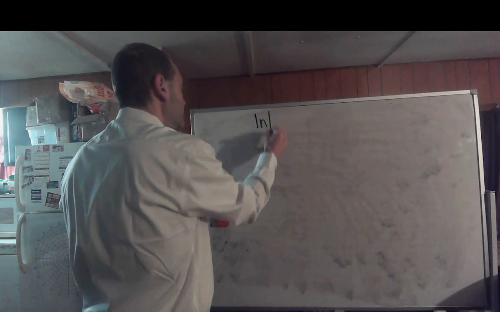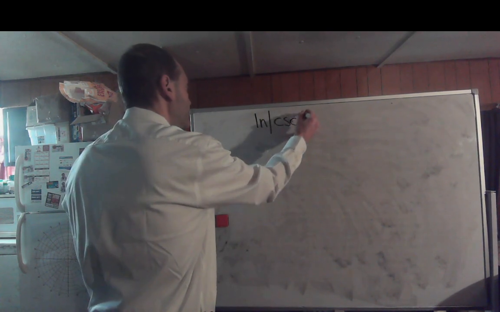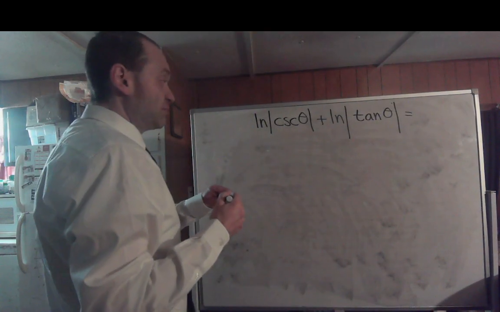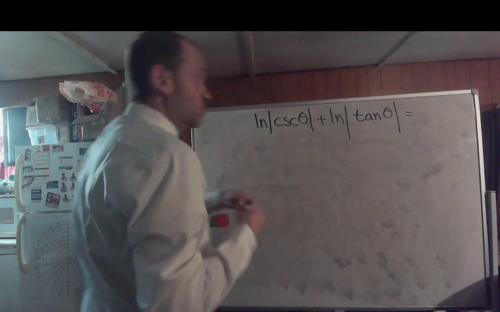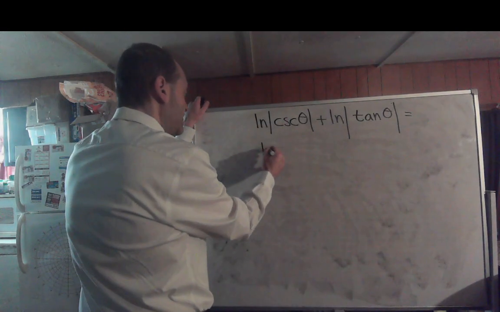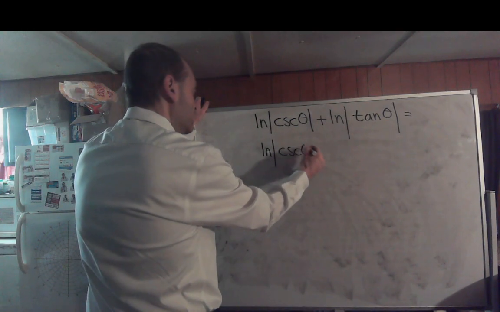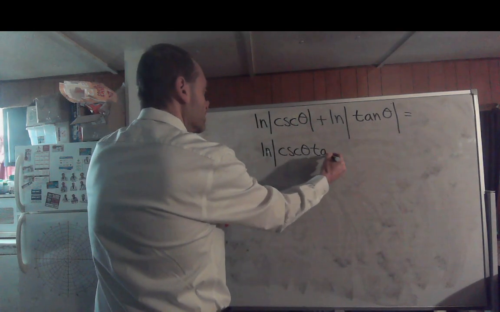Alright, so we have the natural log of the cosecant of theta plus the natural log of the tangent of theta. Alright. So we have a sum of two logs. This turns into a product rule. So this would be the natural log of the absolute value of the cosecant of theta times the tangent of theta.